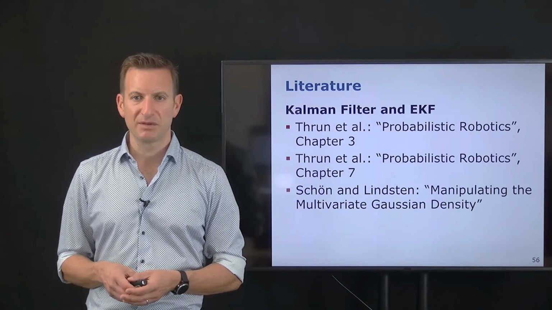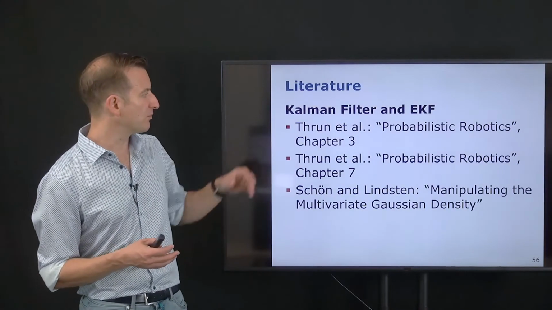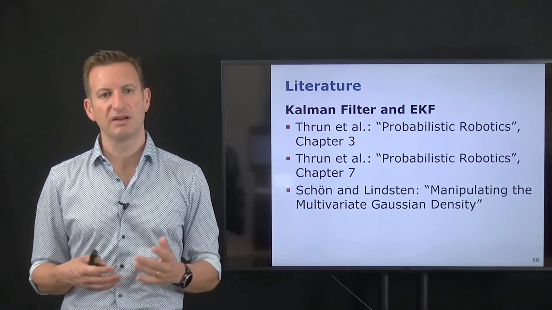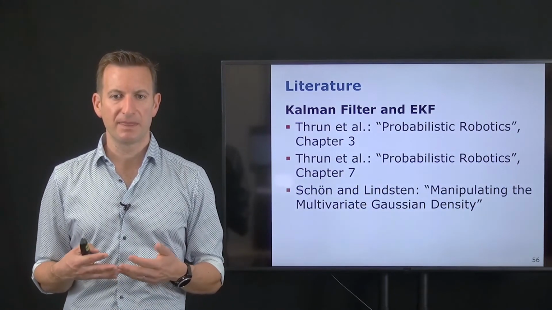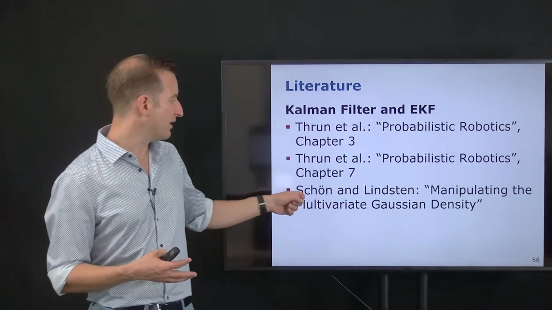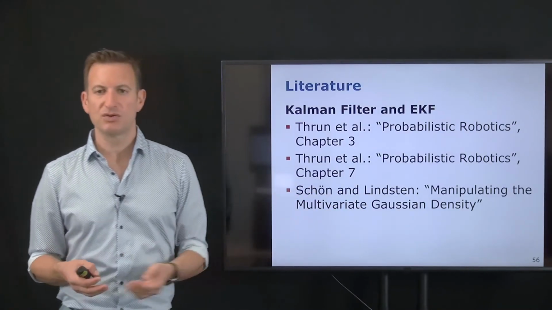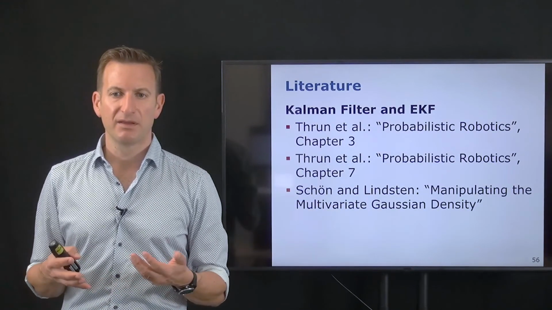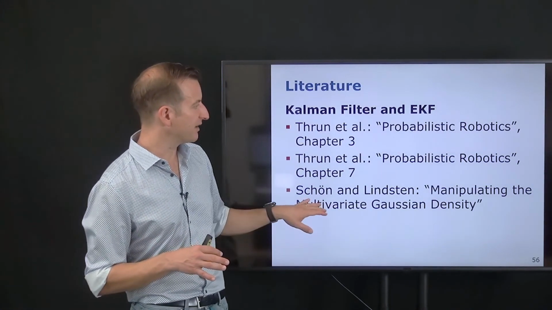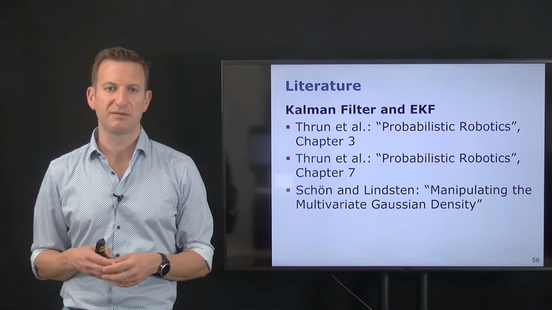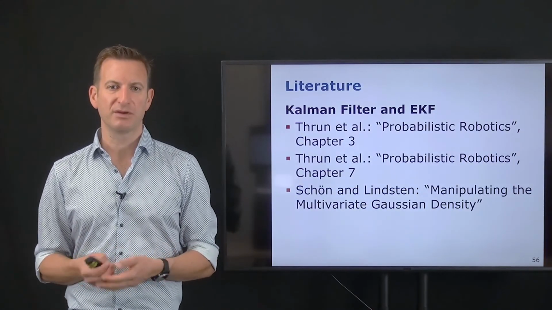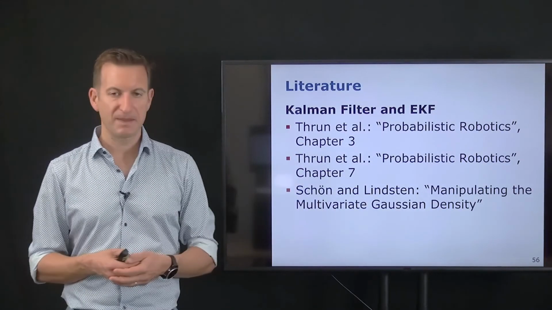If you want to dive a little deeper into the topic, I recommend the Probabilistic Robotics book, especially chapter 3 and chapter 7. And if you're interested in deriving the Kalman filter by manipulating Gaussian distributions, I recommend the article by Schön and Lindsten, which you can find freely on the net, where they go step by step through the derivation, five or six pages, ending up in deriving the Kalman filter. So with the tools that I've shown you in the lecture, you can derive it by hand, although we have not explicitly done this derivation here.